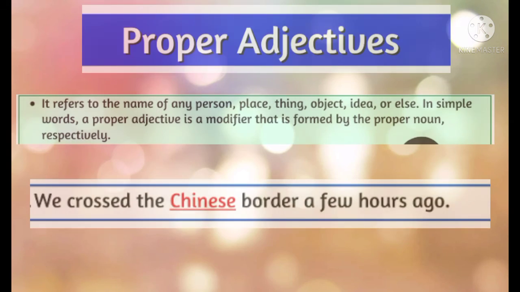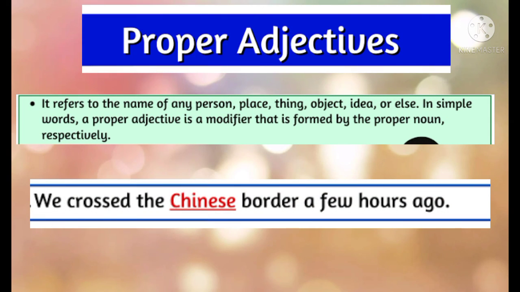Now, children, let us see our ninth adjective, that is proper adjective. Proper adjectives modify nouns and pronouns and are formed from proper nouns. And proper adjectives are always capitalized. For example, crossed the Chinese border a few hours ago. So here Chinese is a proper adjective as it is formed by a proper noun, that is China.